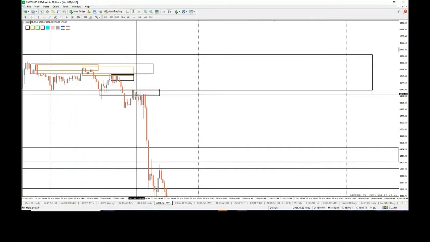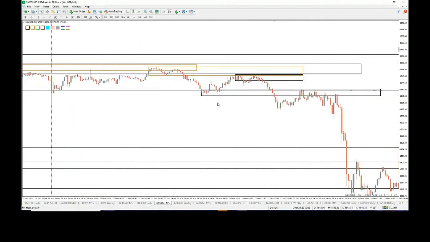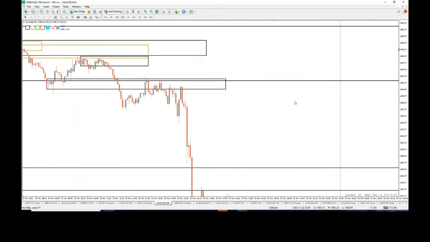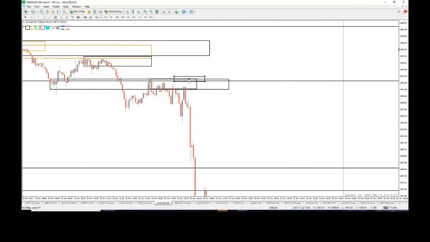What do we do on this zone? Wait for M5 or M1 to make an engulfing sell. This engulfing sell is your next entry. This is your second entry. This is your third entry. This is your fourth entry.